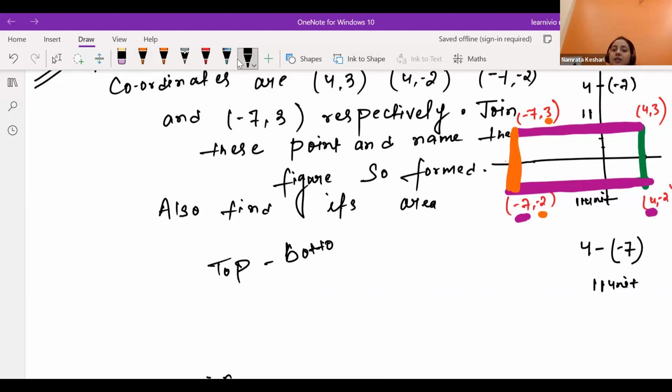At top there is a y coordinate which is 3, and at bottom there is a y coordinate which is minus 2. When we will do so, we are getting the distance, 3 से लेके minus 2 के बीच में कितने यूनिट है? 3 plus 2, 5 units है. 5. This is 5. Let's do the other one also, the last one, this black one. Here also it is also 5 unit. So this is a rectangle.